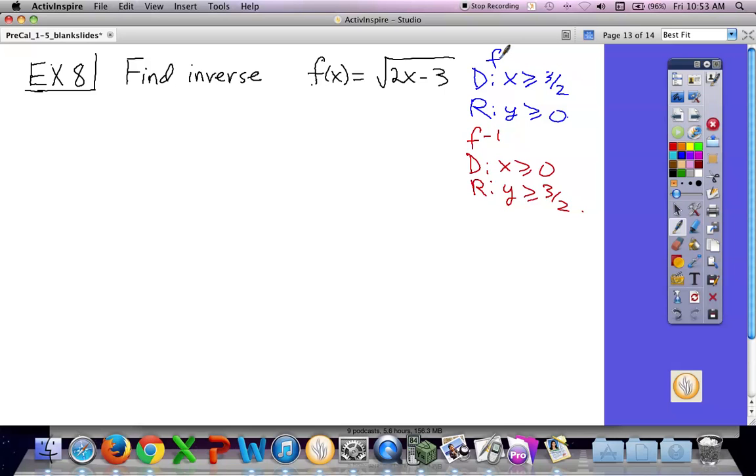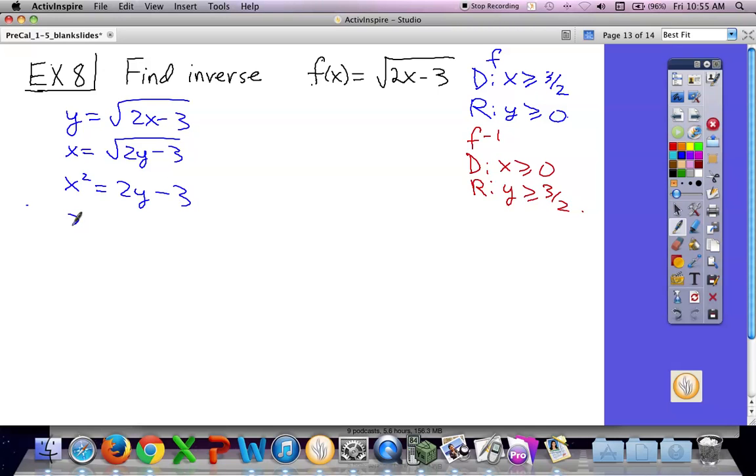What's the first step of finding the inverse? Replace f of x with y. Next step. Interchange the x and the y. X equals the square root of 2y minus 3. Next step. Solve for y. Since y is inside the square root, we square both sides. Okay, subtract 3.